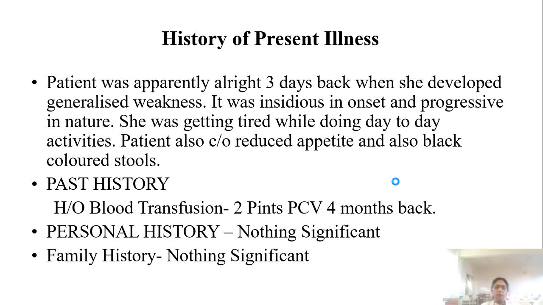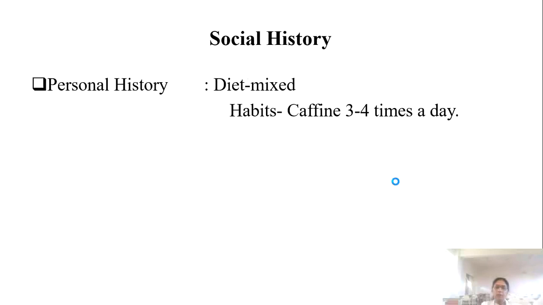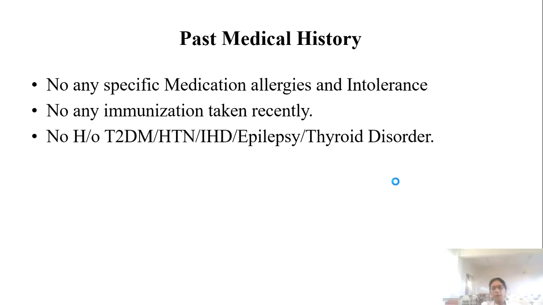In the past history, there was a history of blood transfusion, 2 pints PCV, 4 months back. Personal history and family history are not significant. As per her social history, the diet is mixed, and she takes caffeine 3 to 4 times a day. In the past medical history, there are no medication allergies or intolerances, no recent immunization, and no history of type 2 diabetes mellitus, hypertension, IHD, epilepsy or thyroid disorder. So here we have this case of aplastic anemia with pancytopenia and no history of anything else.